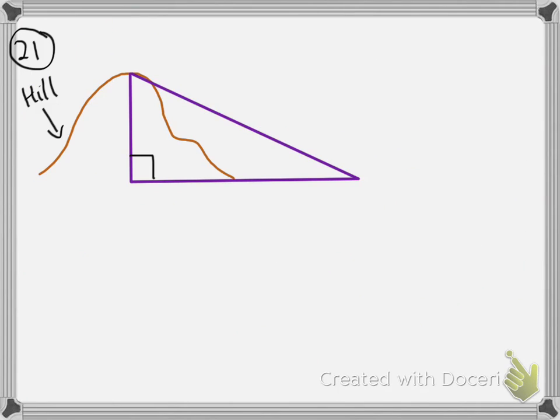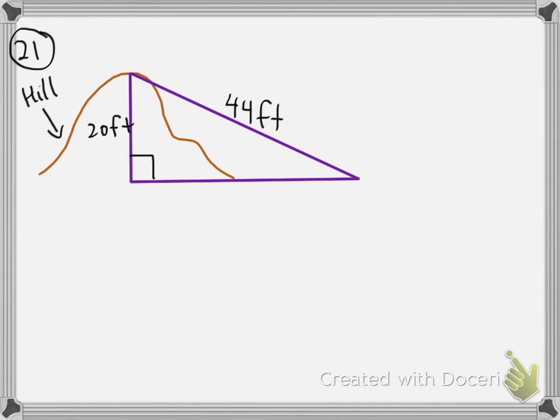Okay, on number 21, I kind of pre-drew it a little bit. A skateboard enthusiast wants to lay down a ramp on the side of a hill to the sidewalk. The top of the hill is 20 feet above the sidewalk. So this is 20 feet right here. And the ramp would be 44 feet long. There's my ramp right here. Right along there is the ramp.